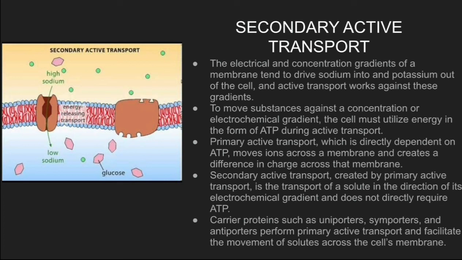Antiport is two species of ions or other solutes being pumped in opposite directions across the membrane. And in symport, transport occurs when two species move in the same direction. Moving to the key points of secondary active transport, the electrical and concentration gradient of the membrane tends to drive sodium into and potassium out of the cell, and active transport works against these gradients. To move substances against the concentration or electrochemical gradient, the cell must utilize energy in the form of ATP during active transport.